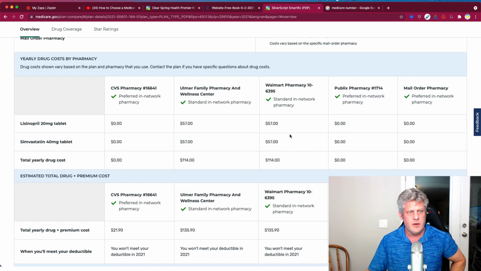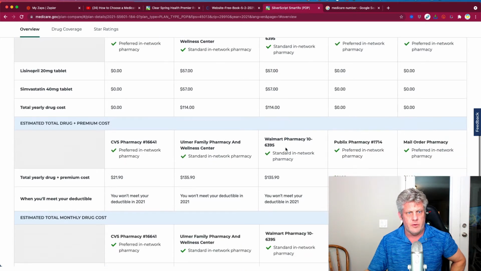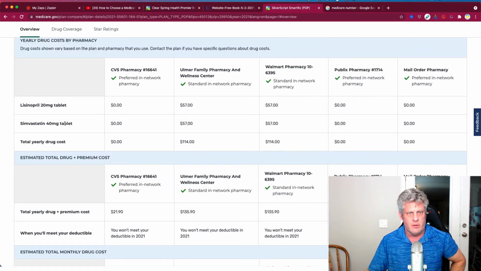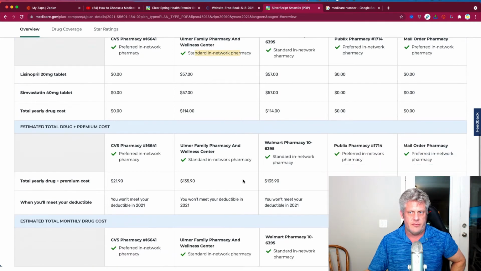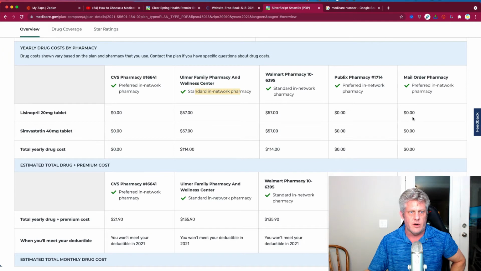So what do we learn from today? We learned that you only want to use a preferred in-network pharmacy. Standard in-network, it's like it's not really even in-network. You've got to pay a lot of money for those generics, all right? Mail order, they're going to send you those drugs for free, 90-day supplies for free.